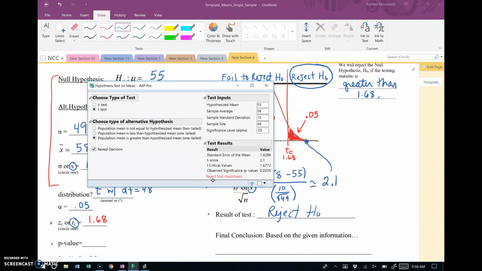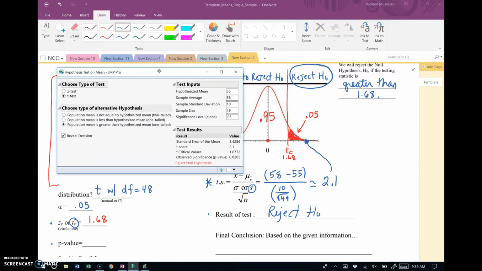JMP will not do the final conclusion for us. However, it'll reveal the decision. Now, there's one other piece of info, actually two other pieces of info that I didn't talk about in the output. The standard error of the mean, 1.4286. That number right there, standard error. All right, well, that's actually this denominator here, the 10 divided by the square root of 49. Remember, that's called this standard error. It's called sigma over radical n. It's either sigma over radical n, or in this case, it's s divided by radical n. All right, so regardless, take 10 and divide it by the square root of 49, which is really 10 divided by the number 7, and 10 divided by 7 is about 1.4286.